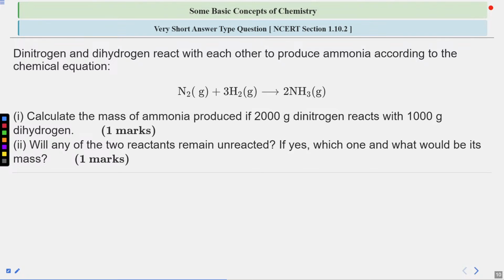The second question is, will any of the reactants remain unreacted? If yes, then what would be its mass? So let's see how we can solve it.